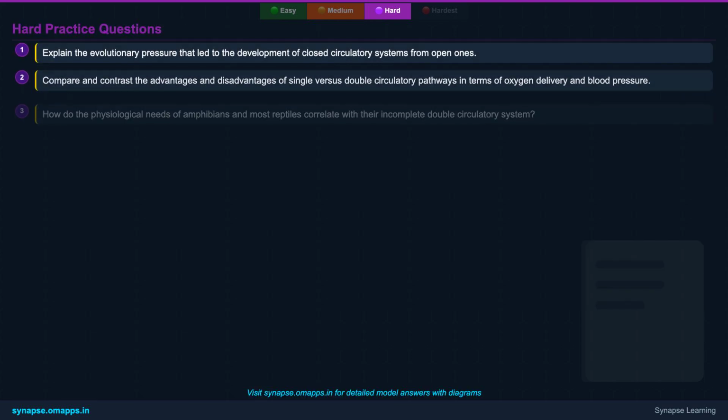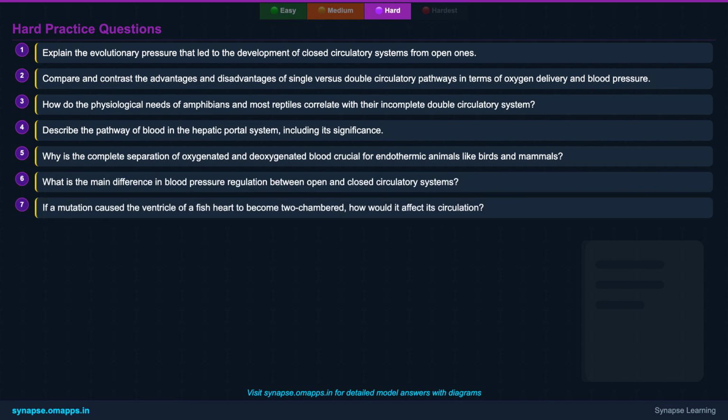It's time for some challenging questions. Q1. Explain the evolutionary pressure that led to the development of closed circulatory systems from open ones. Q2. Compare and contrast the advantages and disadvantages of single versus double circulatory pathways in terms of oxygen delivery and blood pressure. Q3. How do the physiological needs of amphibians and most reptiles correlate with their incomplete double circulatory system?